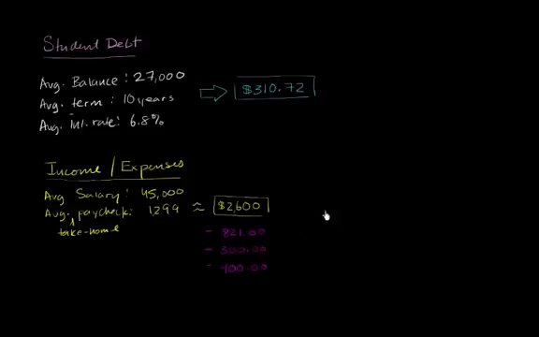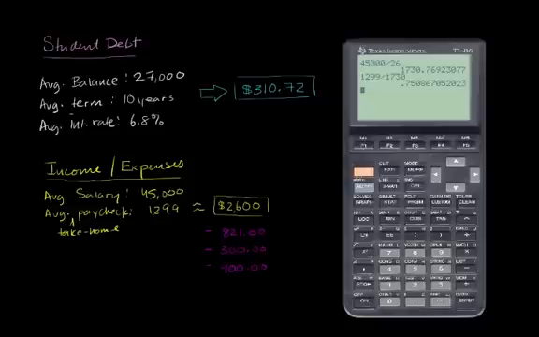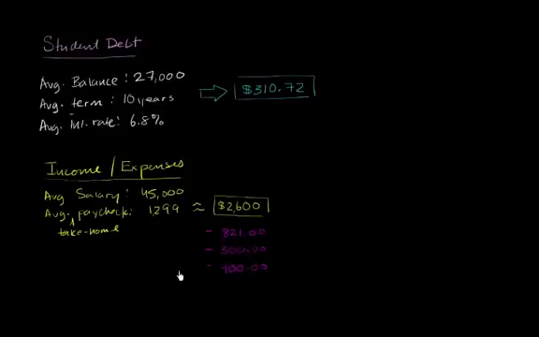And then let's see, what does that leave you with? So that leaves you with $2,600 minus $821 minus $300 minus $400. That leaves you with $1,079.